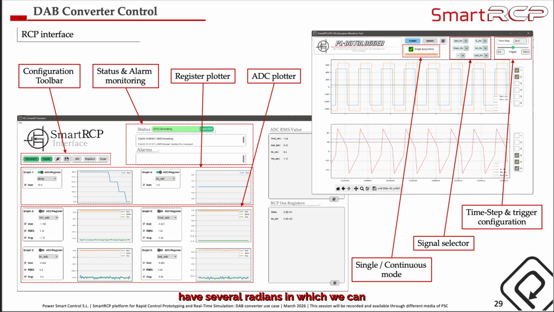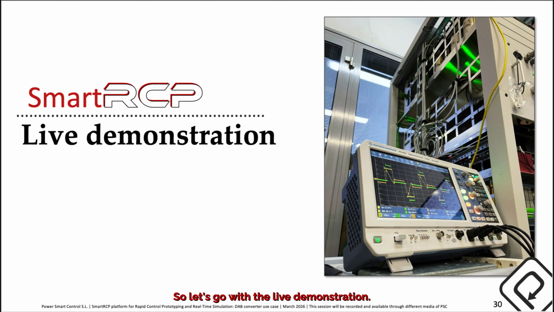Then we have several regions in which we can plot all the waveforms that we are sensing. In this case, for example, we are checking the delay of the two bridges, the input and output voltages, and input and output current. And here, also in the oscilloscope, we can see those waveforms with a more detailed view. So let's go with the live demonstration.